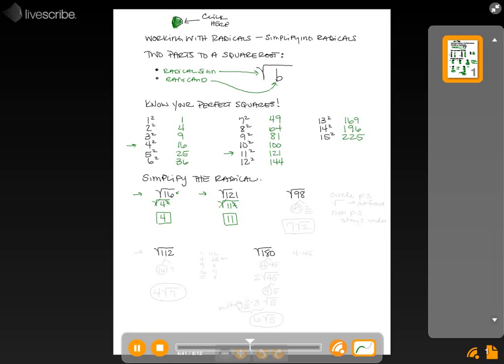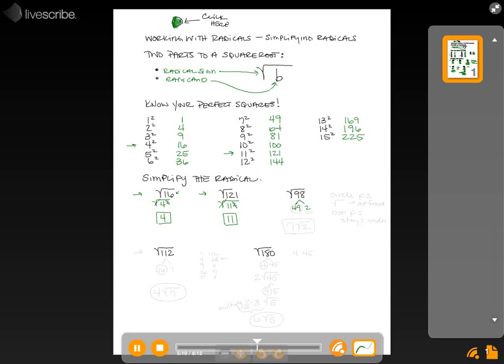We want to figure out which one of the numbers in our perfect square chart goes into 98 evenly. And we can go through, we can try them. We can do 1 times what gives us 98? 98. Neither of those are in our perfect square chart. 4 times what? And we continue to do that until we figure out a number that goes in there. The number that does go in there is 49. It's 49 times 2. That's the biggest perfect square that goes into 98.